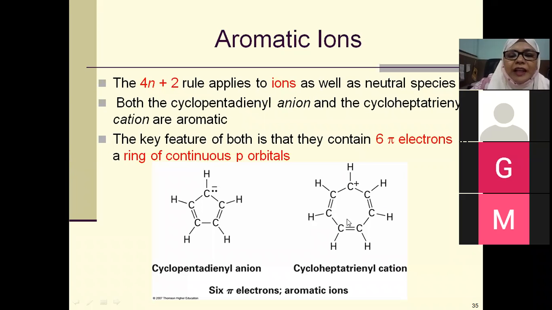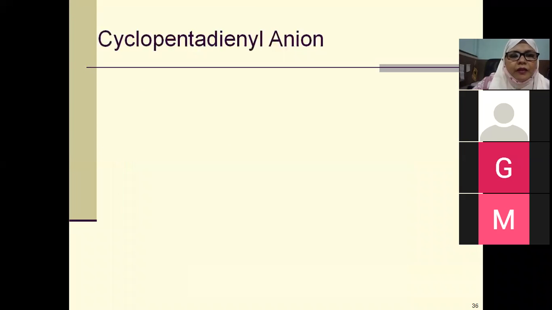Similarly here also you can see there are 3 double bonds. So 3 double bonds means there are 6 pi electrons. So here also Huckel's rule is satisfied, that is 4n plus 2 pi electrons. So in both the structures the magic number, that is 6 pi electrons, is there. So it is aromatic in nature. So some ions are also aromatic in nature, not only the neutral species. So in detail we will see this cyclopentadienyl anion.